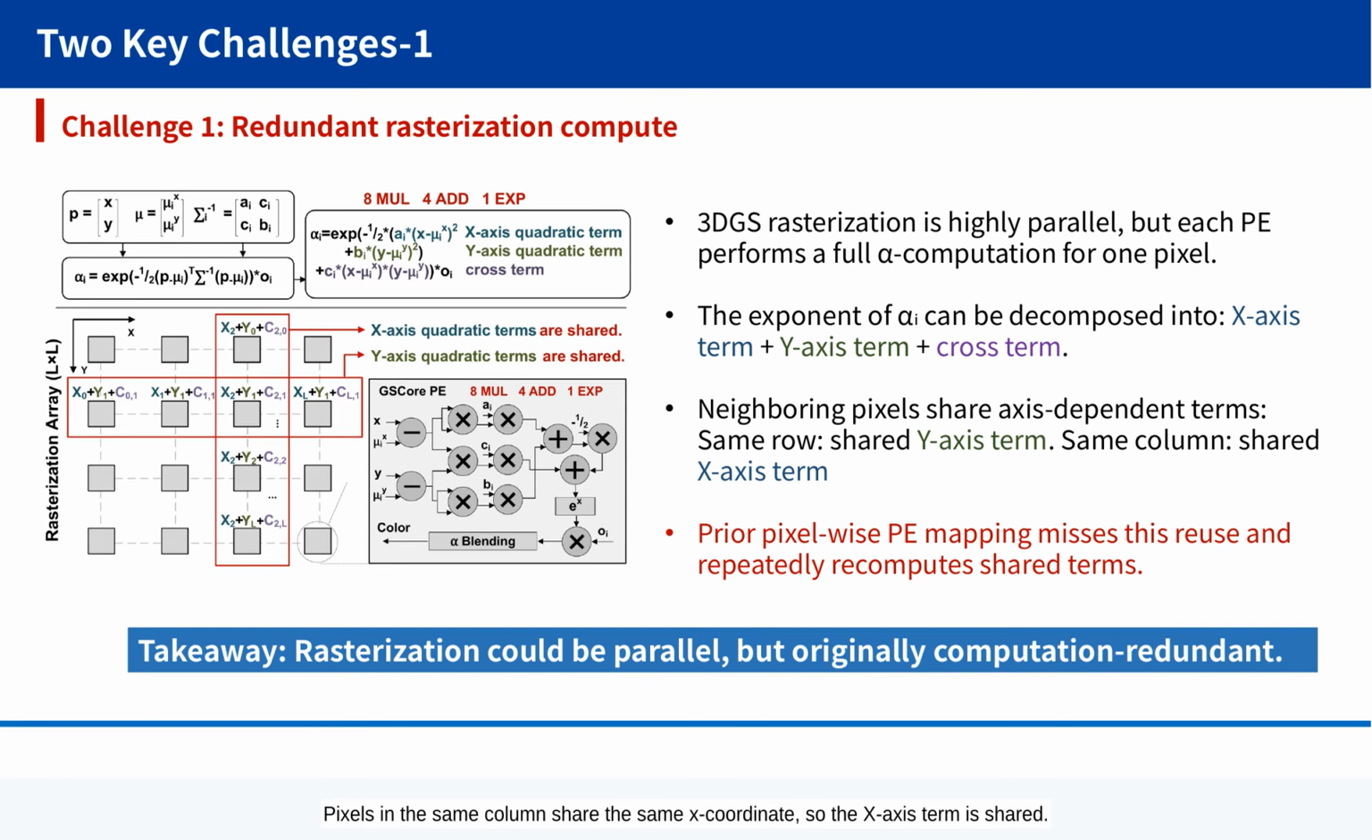Conventional pixel-wise PE designs ignore this structure and recompute both axis-dependent terms in every PE. As a result, each alpha computation still requires 8 multiplications, 4 additions, and 1 exponential operation. The key problem is therefore not a lack of parallelism. Rasterization already has abundant pixel-level parallelism. The missing opportunity is axis-level reuse within each tile.